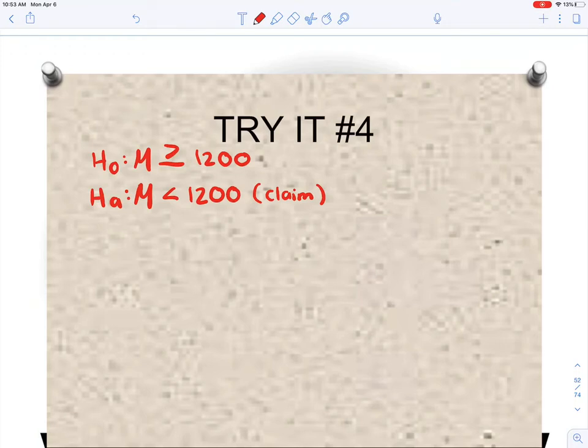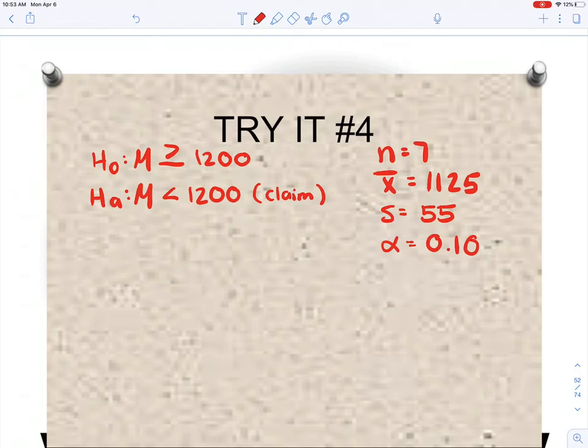Okay, a random sample of 7. So right away I should know that I have to use t because my n is smaller than 30. Has a mean cost of 1,125 and a standard deviation of 55. Is there enough evidence to support the claim at a level of significance of 0.10? Okay, so I'm all set up.